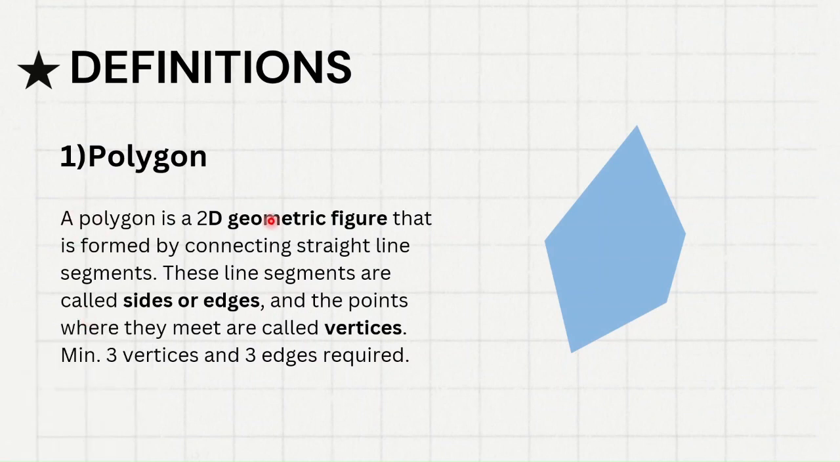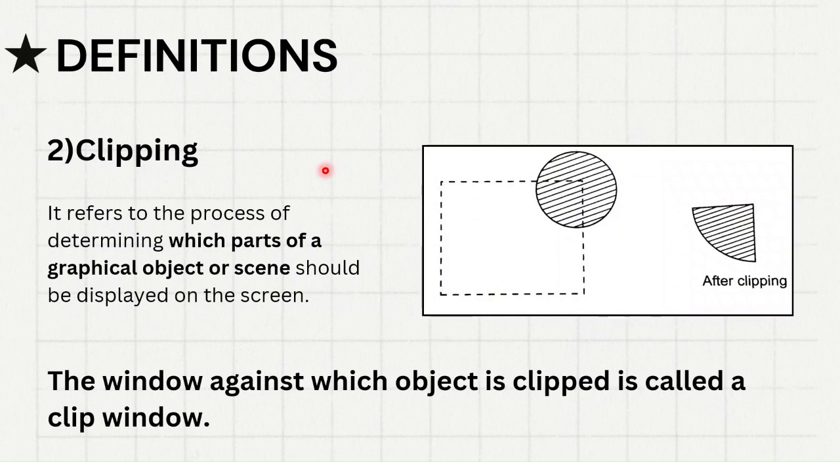So a polygon is a 2D geometric figure that is formed by connecting straight line segments. These line segments are called sides or edges, and the points where they meet are called the vertices. A minimum of 3 vertices and 3 edges are required for a shape to be called a polygon. The next is clipping.